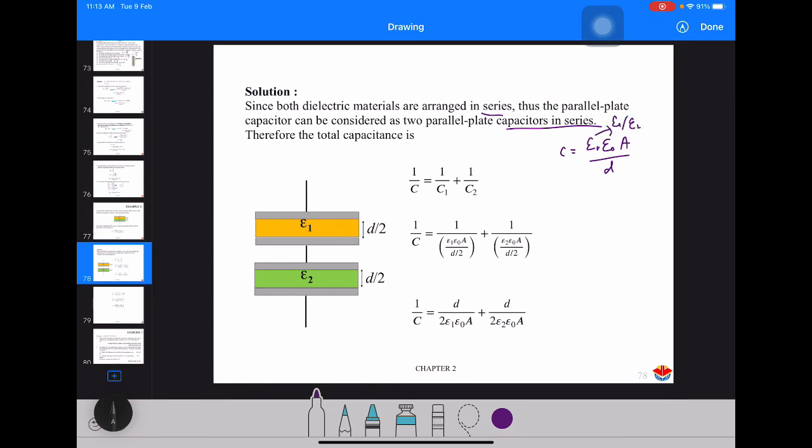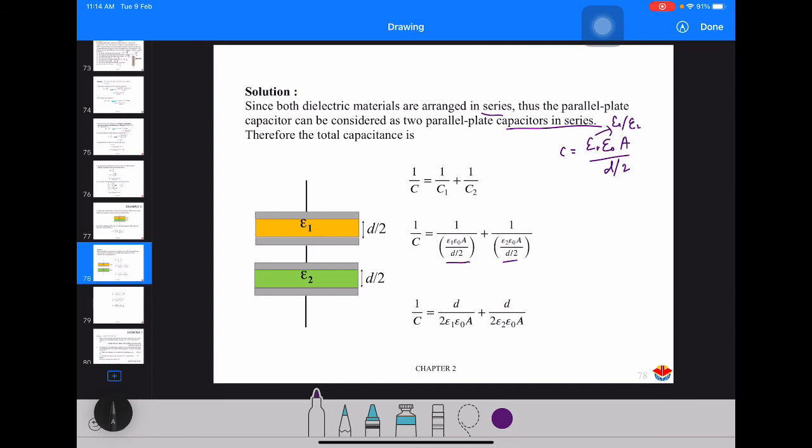And then the D is actually D over 2, because it is given in the question, in the diagram here, D over 2. And then if you want to solve it, you just have to substitute inside the equation. You get this one, epsilon 1 epsilon naught A over D over 2, and this one as well. So I'm not going to read that one.